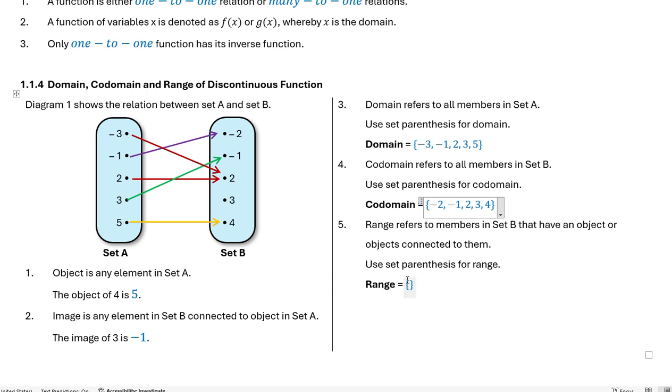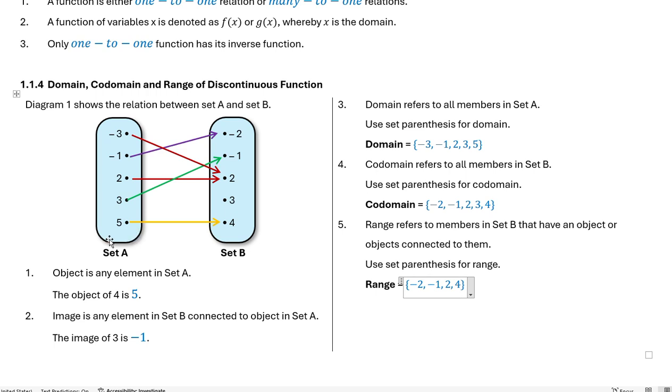For example, -2. Do you have an object connected to it? Yes, which is -1. So -2 is a range. How about -1? Yes, we've got 3 connected to it. So -1 is also a range. And how about 2? We've got 2 objects. No problem. How about 3? No, we have no object connected to it. So 3 is not a range. And how about 4? Yes, we got an object connected to it.